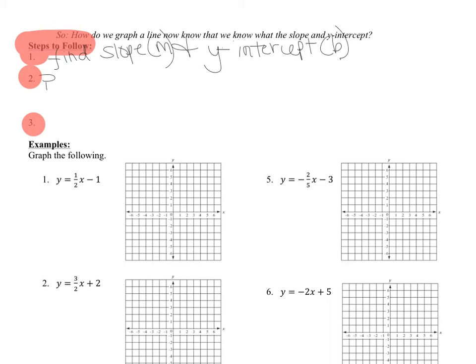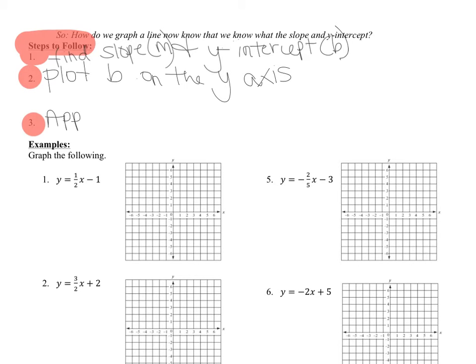Step 2, plot. That looks awful. Let me try again. Plot B on the y-axis. Why am I plotting B on the y-axis? Because it's the y-intercept. What does y-intercept mean? It's where my line crosses the y-axis. So I'm going to first plot B on the y-axis.